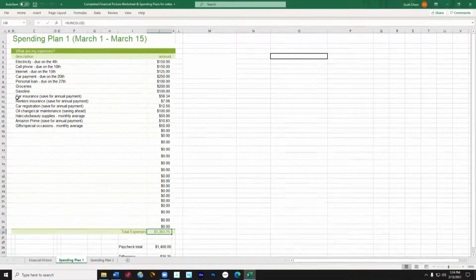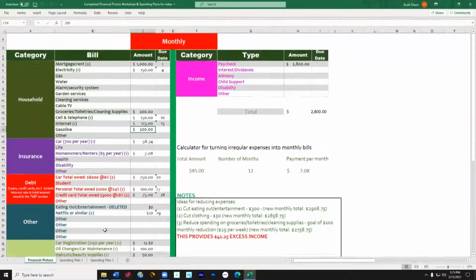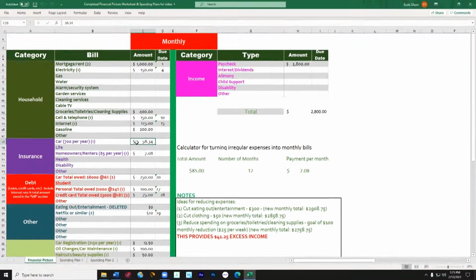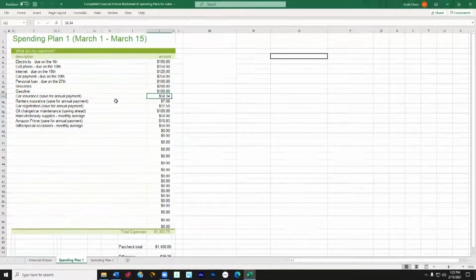Now you're going to see a bunch of these that are saved for annual payment. If we go back to the financial picture, you will see those, like the car insurance. That's $700 per year. Well, if we're making $1,400 per paycheck, then $700 is going to be a lot to come up with in one shot. So if we break it down into 12 payments of $58.34, we'll have our entire amount. But that means that we need to set aside that amount on each spending plan. And so that's what we've done here, is we've put those saved aside for our annual payments.